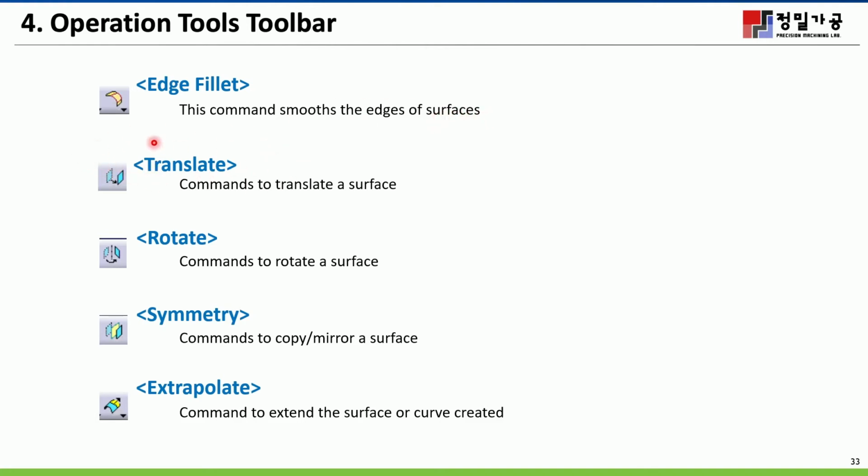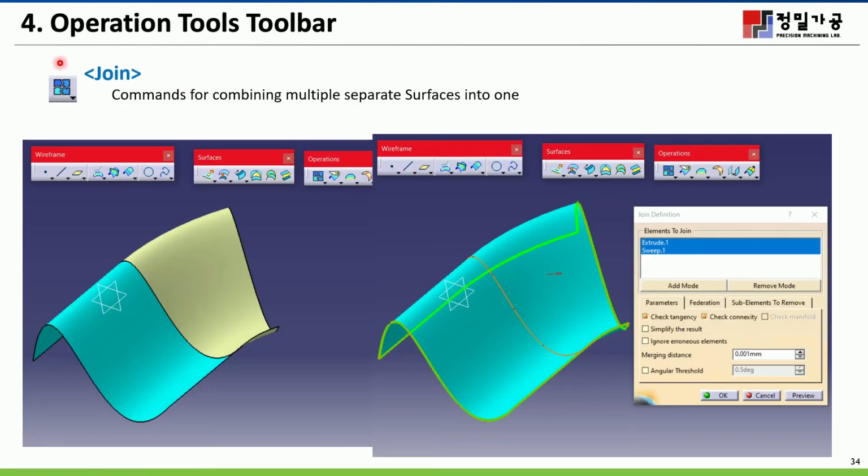And also there is a translate command to translate the surface or copy the surface, and also there is a rotate. This command is to rotate the surface. And also there is a symmetry command to copy or mirror the surface. And also there is an extrapolate, a command to extend the surface or curve which has been created. All right, I will explain one by one.